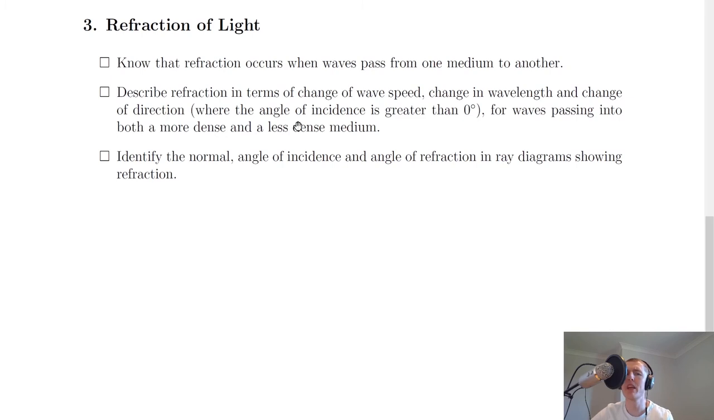And also remember, for light going from a less dense medium to a more dense medium, like from air to glass, then your light will refract or bend towards the normal. Whereas if the opposite is true, if it's going from a more dense medium to a less dense medium, like from glass back into air, then the light will refract or bend away from the normal.